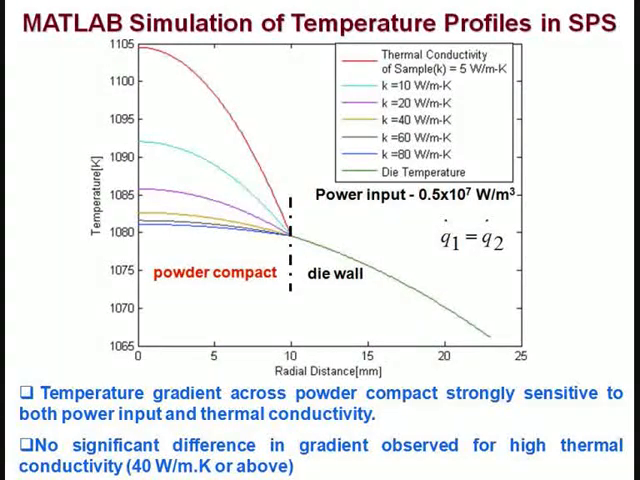In order to understand this, we also carried out some MATLAB simulation to see the temperature profiles generated during SPS. The dotted lines in this slide denote the boundary of the powder compact with the die wall. Depending on the powder conductivity, one gets the red curve for samples with the lowest conductivity of 5 watts per meter Kelvin, compared to the blue one for samples with the highest conductivity, 80 watts per meter Kelvin. It is very clear that for powders with higher conductivity, the blue line shows a minimal thermal gradient in the powder compact.